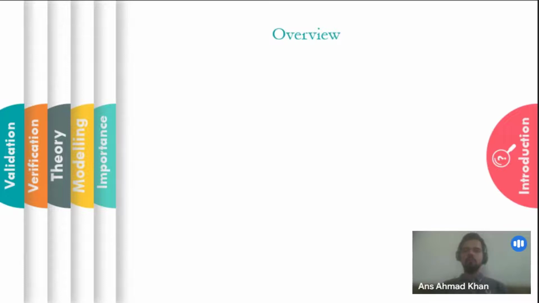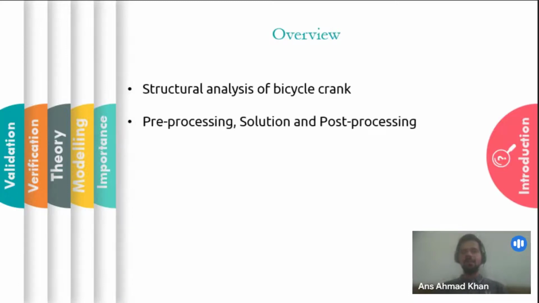And an overview about today's workshop. So, we will perform a static structural analysis of a bicycle crank, and we will perform what's called a linear static analysis. Just like any other FEA simulation, we will go through the three major steps of pre-processing, solution, and post-processing. A little more on these when we come to the modeling section.